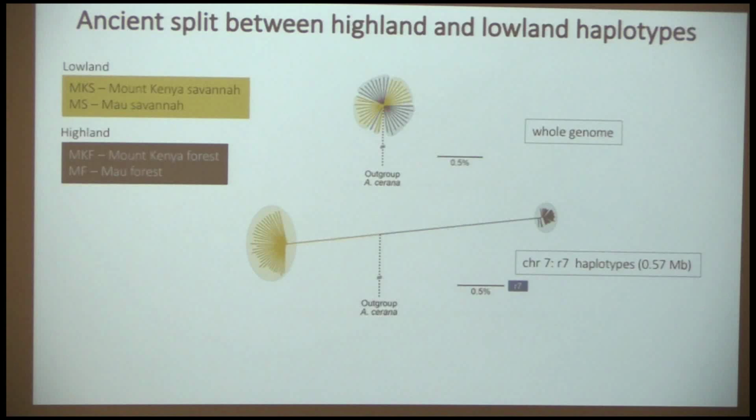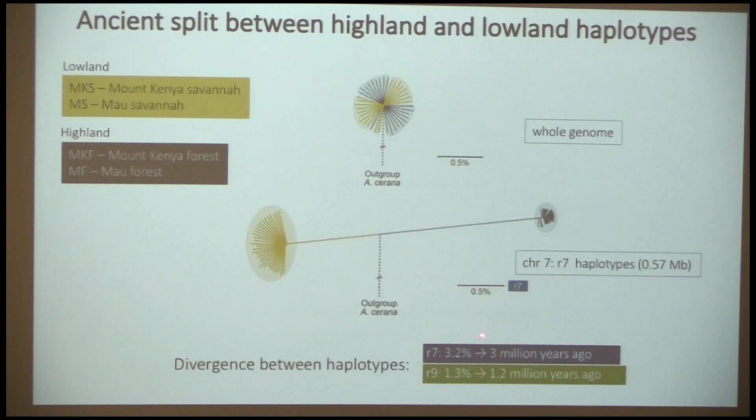And what we find is that the one on chromosome 7 has a 3.2% divergence, which we would estimate to be about 3 million years old, which is much older than what we've estimated as the split between the different subspecies of honeybees. So here you seem to have extremely anciently diverged haplotypes, and also similar for the chromosome 9 haplotype.